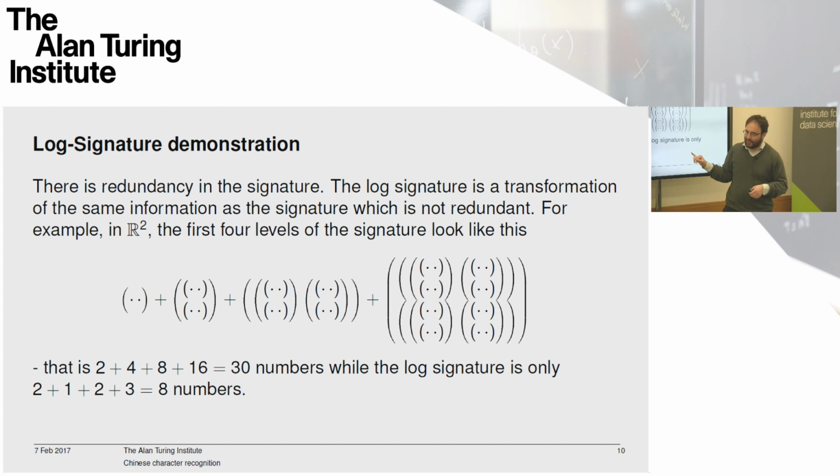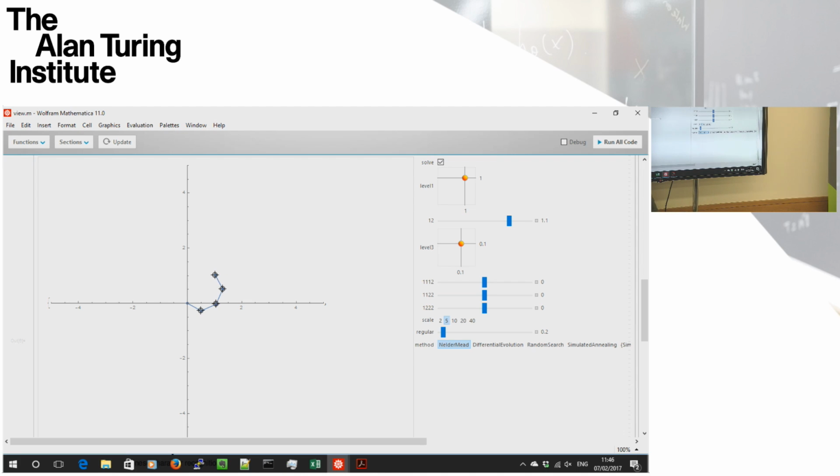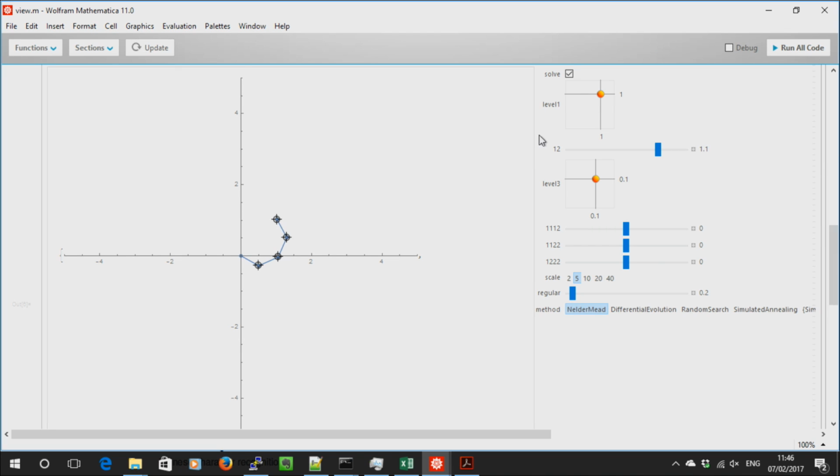Now, I'm going to use this case for a demonstration because 8 is quite convenient. If my path is made of 4 line segments in 2D, that gives me 8 degrees of freedom. So that means if I work on the set of paths made of 4 line segments, I have a nice one-to-one mapping between that and the first 4 levels of signature. So I have a little demonstration of what these things look like. Let me explain what we're seeing. Does my mouse show up? Yes. Okay.